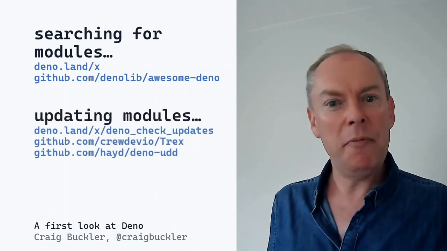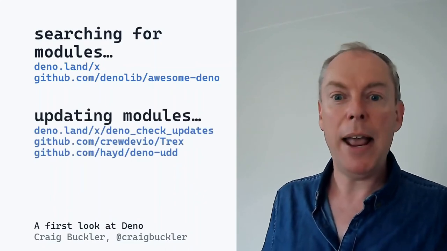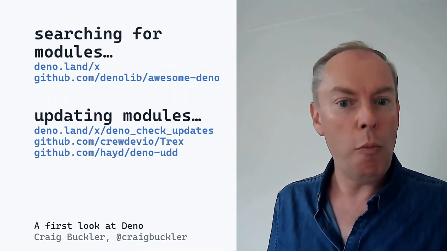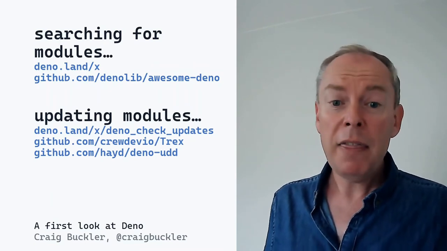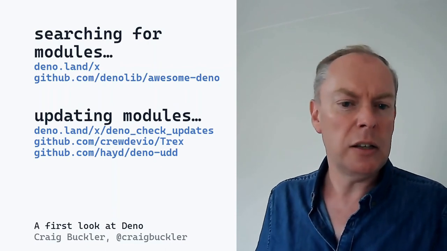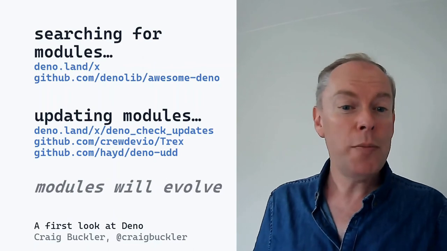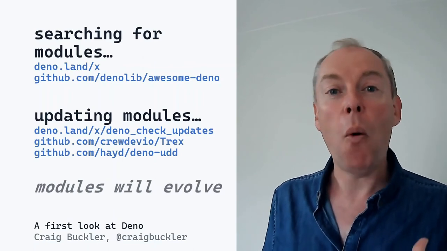And then there's the problem of updating dependencies. In Node, it's very easy. You can run npm outdated and get a list of all modules with updates. There are a few Deno projects which work in a similar way, but they all rely on a single dependency file or import maps. But one thing's for sure, Deno's module ecosystem will evolve.